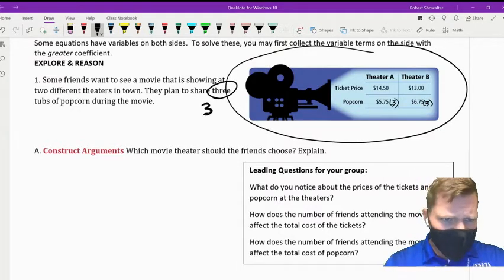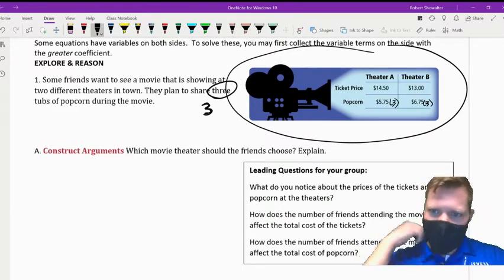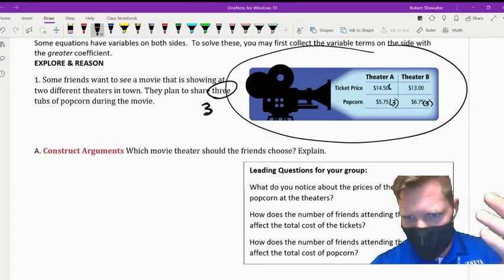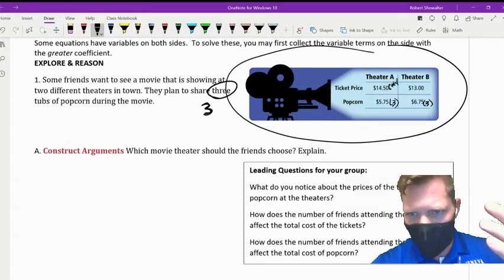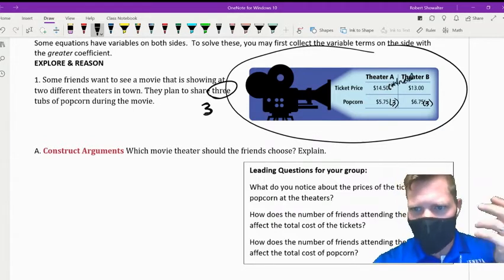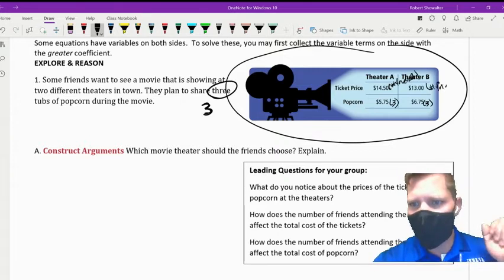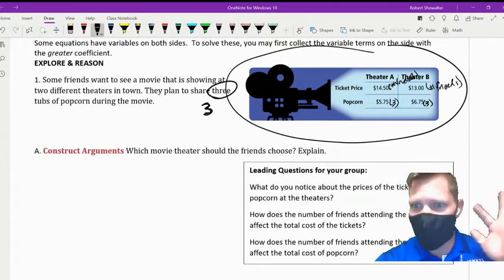Wait, 2 different theaters in town. Some friends. We don't know how many friends. So when we talk about the friends, we've got like $14.50 times the amount of friends. So number of friends. When we're talking about how much money are they going to spend? So that's a question. So let's look at the question.